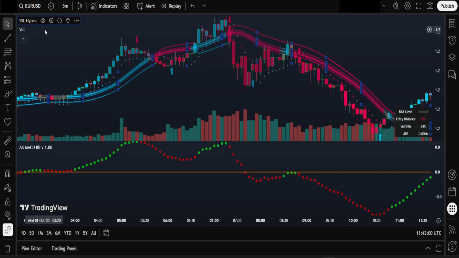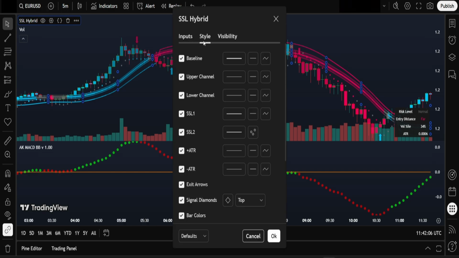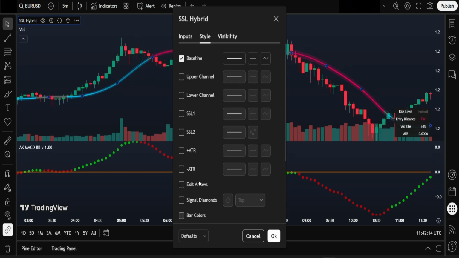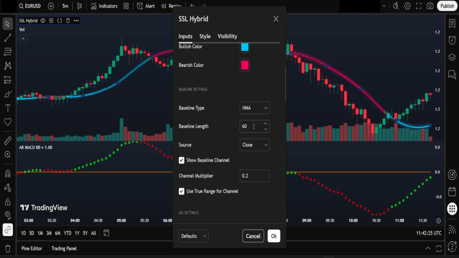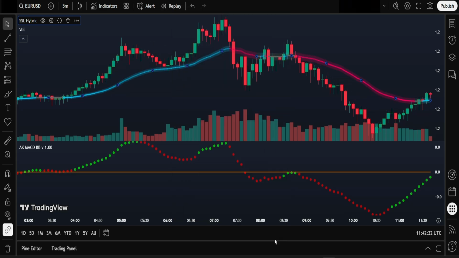Second, SSL Hybrid, our trend baseline. Open Settings, go to Style, and uncheck everything except MA Baseline. Then go to Inputs and set MA Baseline Length to 30 and MA Baseline Type to EMA. That makes the baseline responsive enough to reflect trend shifts without reacting to every small wiggle. From here on, direction is simple. If the price is above the baseline, often shown blue, we only look for longs. If price is below, often red, we only look for shorts.